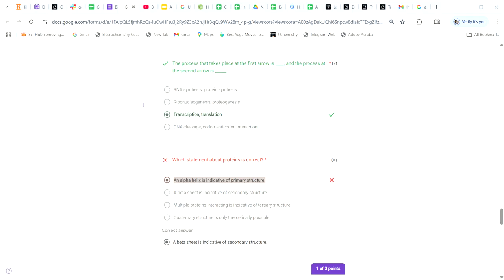So what will be the beta sheet? No, beta sheet is also not a primary structure, it is a secondary structure. Multiple proteins interacting is indicative of quaternary structure.